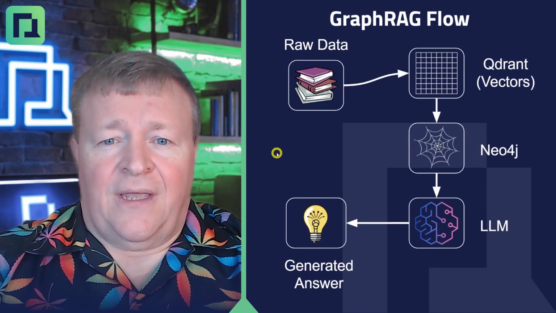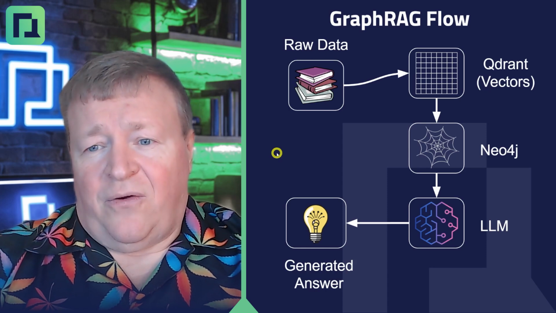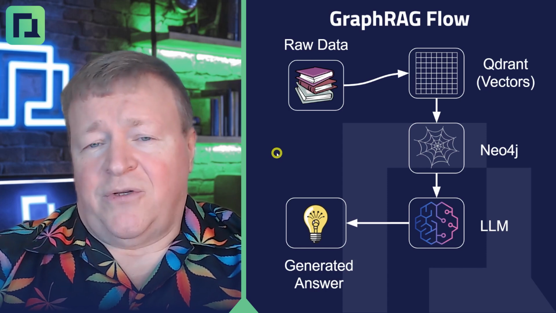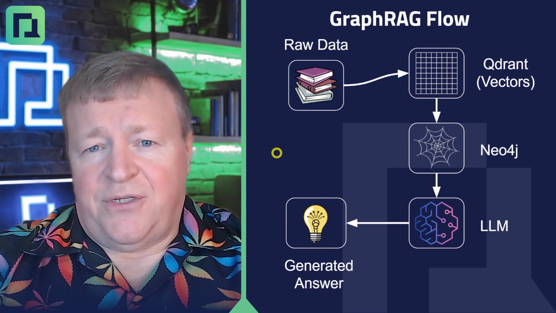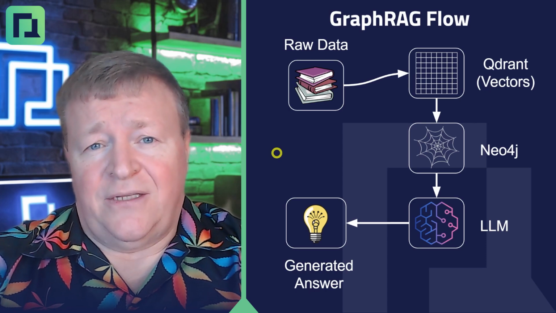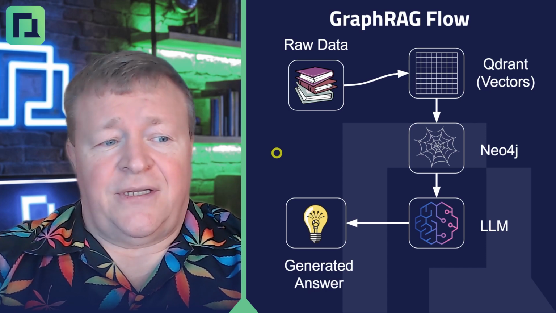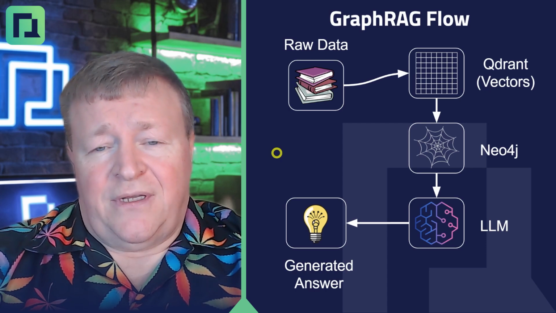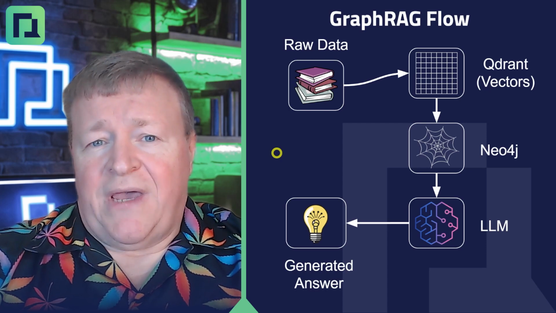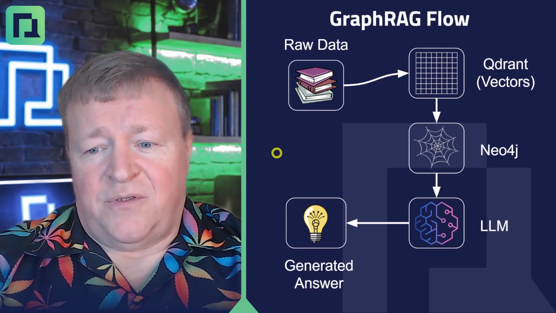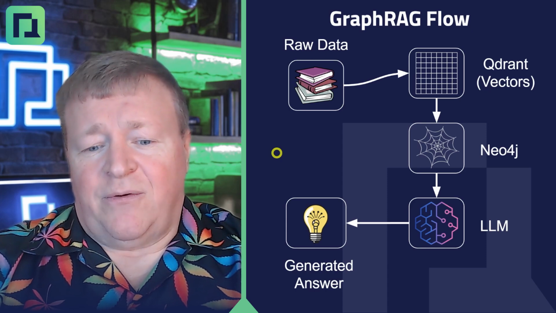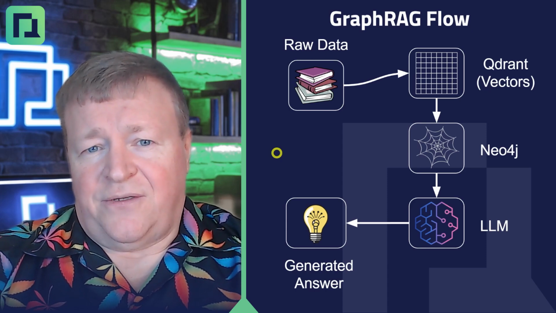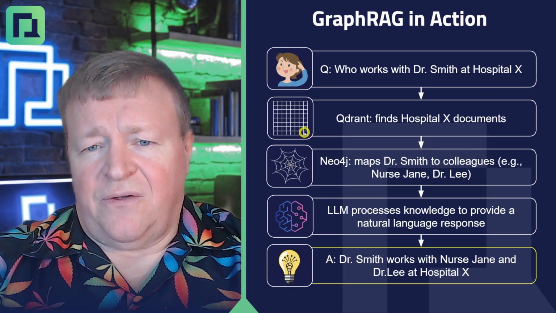So the GraphRAG flow is, we take our raw data, which could be documents, PDFs, images, whatever it is that we're working with. We send it into Quadrant, which takes it into searchable pieces, and then puts it into Neo4j, which maps the connections between all of those pieces. Then it goes to the language learning model, and then it generates an answer.